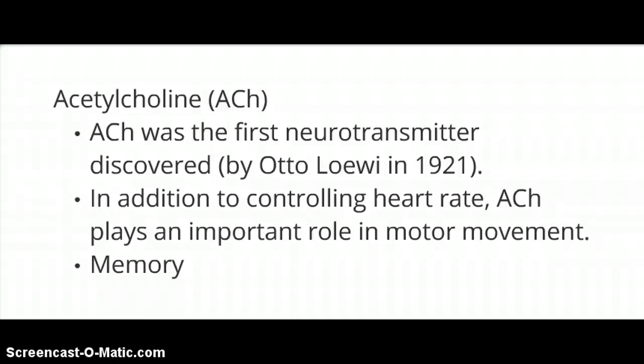So acetylcholine was first discovered by Otto Loewi in 1921, and he was doing experiments with frogs, and he could inject acetylcholine into a solution that contained a frog's heart, and he could get the frog's heart to increase its contractions. So he figured out that that was done through chemical signaling, not electrical signaling. So acetylcholine also plays an important role in motor movement.